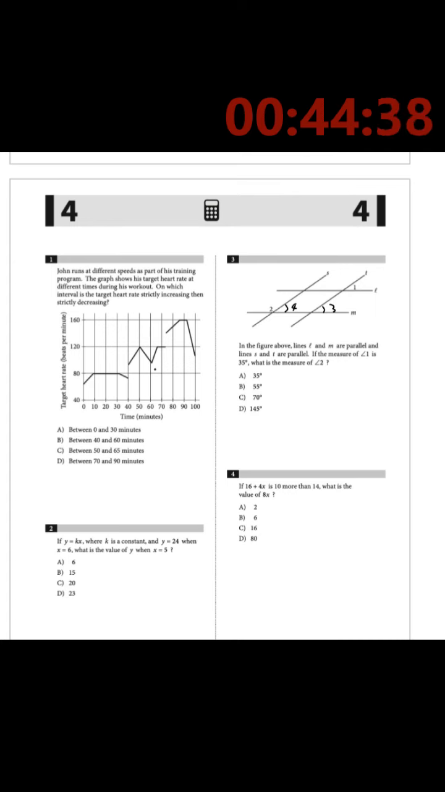For this one, you can see the answer is obviously between 40 and 60, because at all other times his target heart rate is not strictly increasing and decreasing. It's more like increasing and then plateaus and then decreases. So the answer must be B.